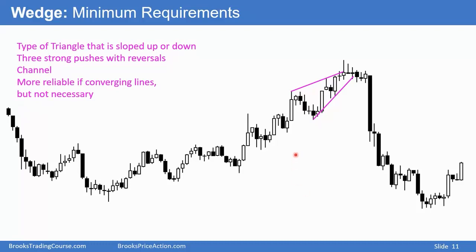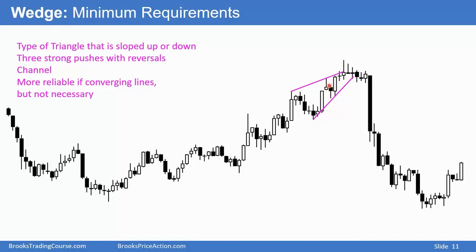Remember, a wedge is simply a triangle that is sloped up or down. And a triangle has three pushes up or down. As soon as I see three pushes, here up, one, pullback, two, pullback, three, I think this might be a wedge top, and a higher probability of a reversal if the lines are converging, as they are here.